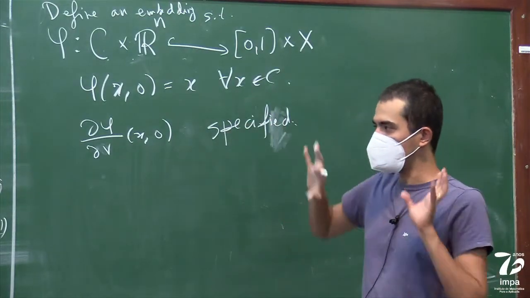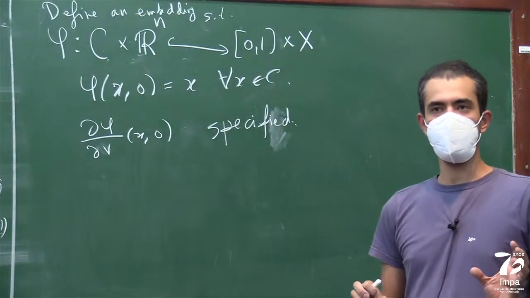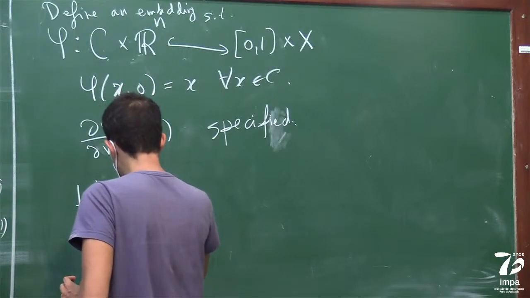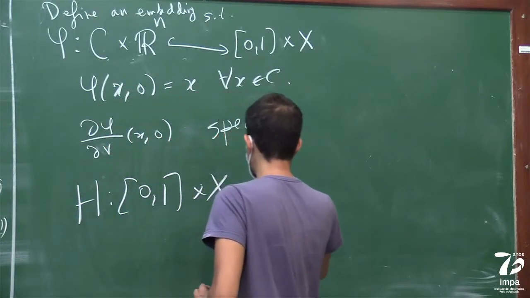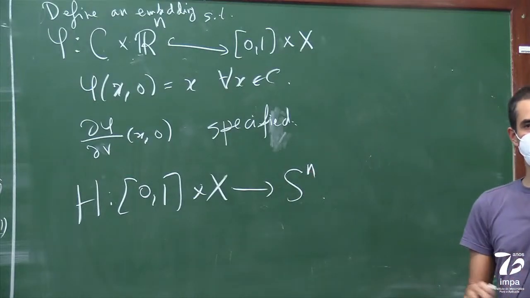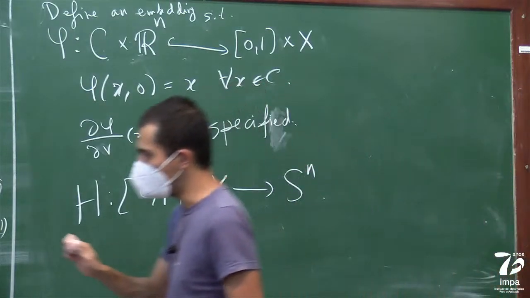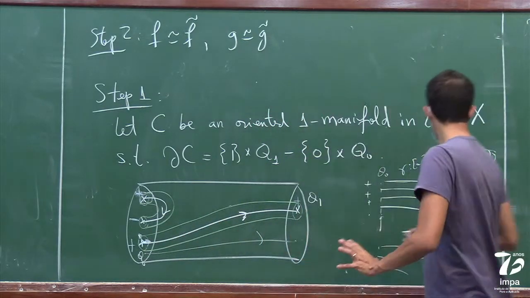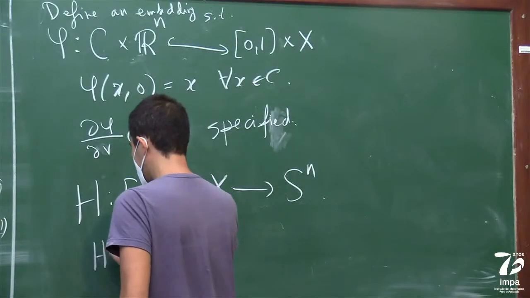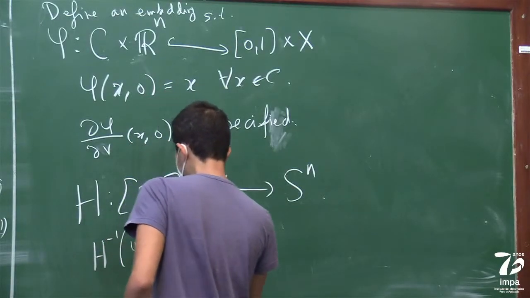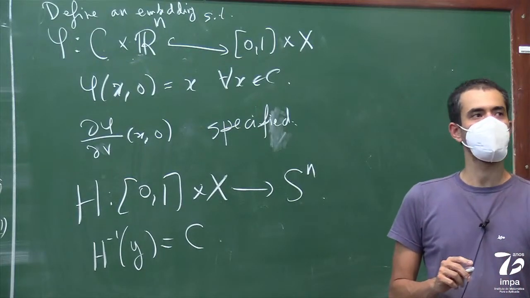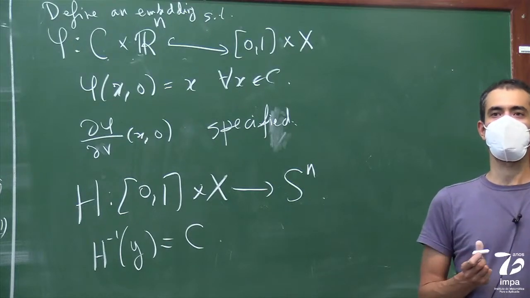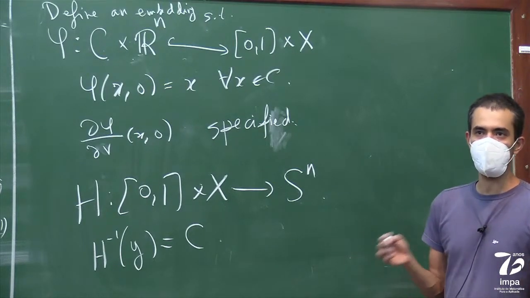But anyway, once you have this, how do you define a homotopy? A homotopy is a map that goes from [0,1] times X to Sn. So I want to define a map that is equal to y exactly on these curves. So I want to define a map such that h1 inverse of y is equal to C. So that's kind of my goal. So what will I do? I'm going to use something very nice called stereographic projection. And that's why we actually have to be on Sn.